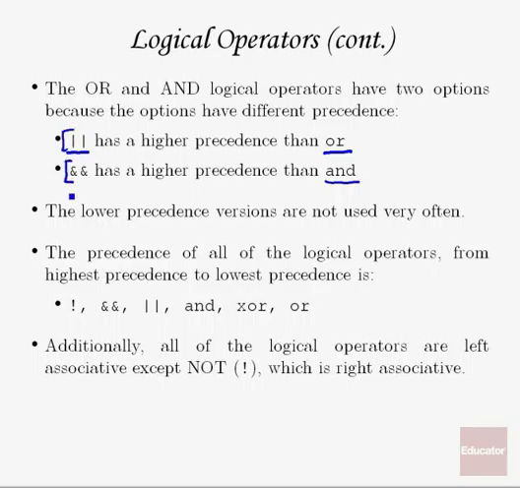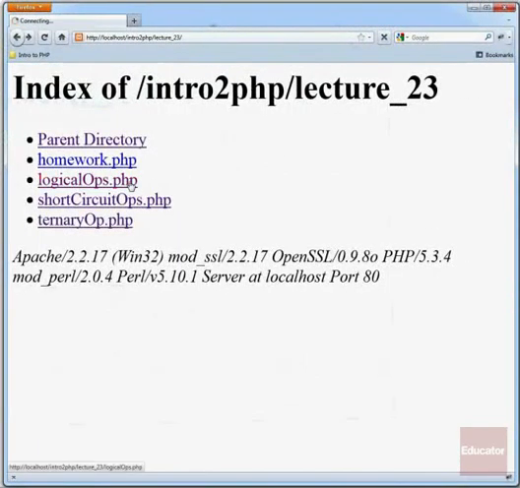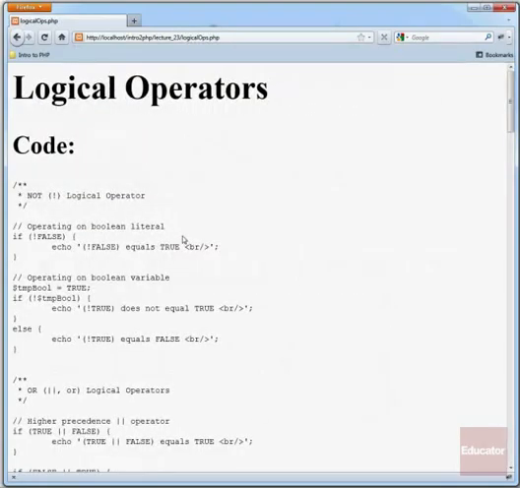Now, just to talk in general about the precedence of all of the logical operators, from highest to lowest, they go this way. Basically, the NOT operator has the highest precedence, then the AND, the OR, and so forth. Additionally, all the logical operators are left associative except for the NOT operator, the exclamation point, which is right associative. So let's take a look at a script called logicalops.php that demonstrates these logical operators in action.